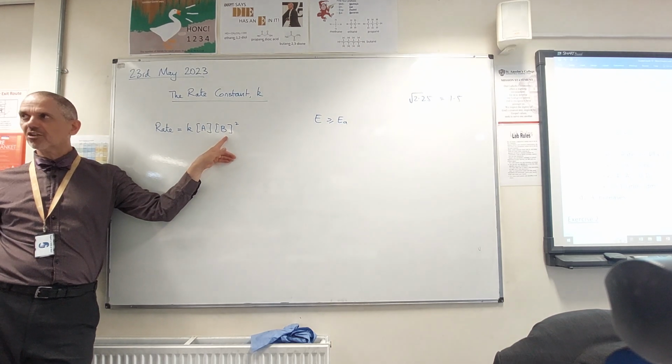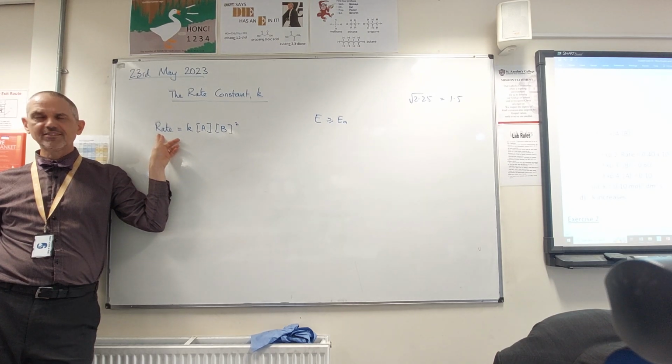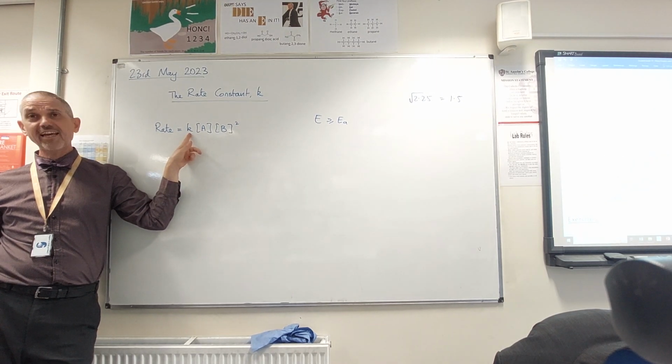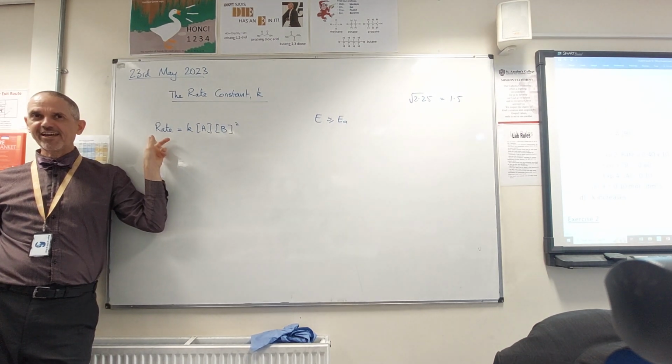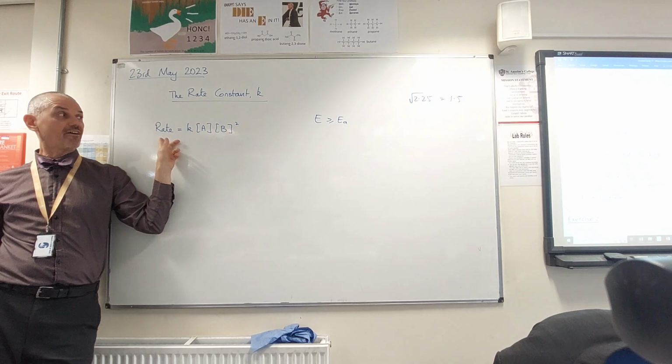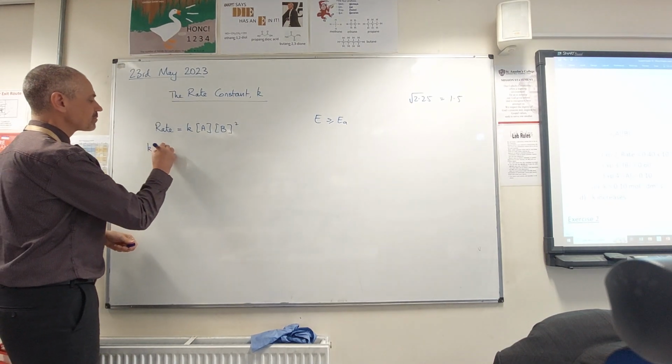The concentrations of A and B are staying the same. Rate's going up, so k must be going up. We can't have the maths work with the rate going up and nothing else changing. If rate's going up, k must be going up. So k increases with temperature.